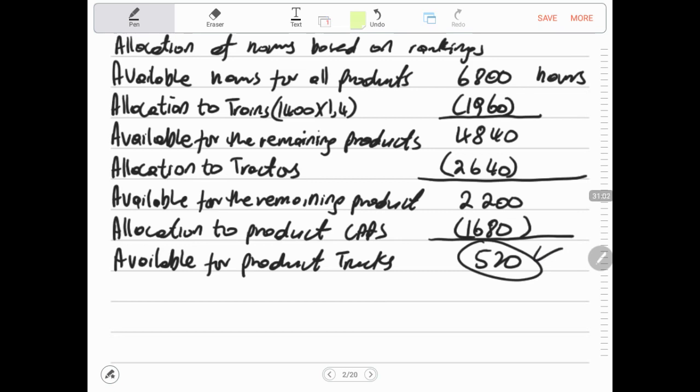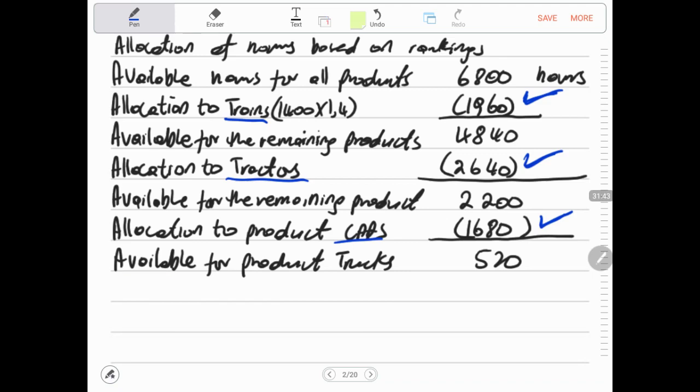Because we know that when it comes to the first product, just to analyze it for you, the first product, which is trains, will manufacture all the units they wanted because we have all the hours. Second product will manufacture all their units because we are maximizing all their hours. Third product, which is cars, will manufacture all their units because the hours that were available were more than what was required in terms of cars. But when it comes to the trucks, we only have 520.